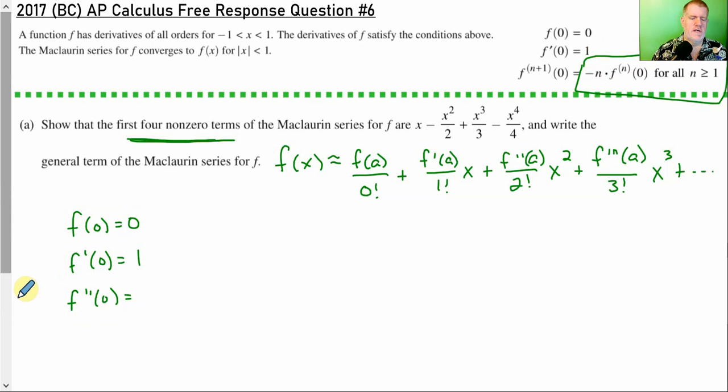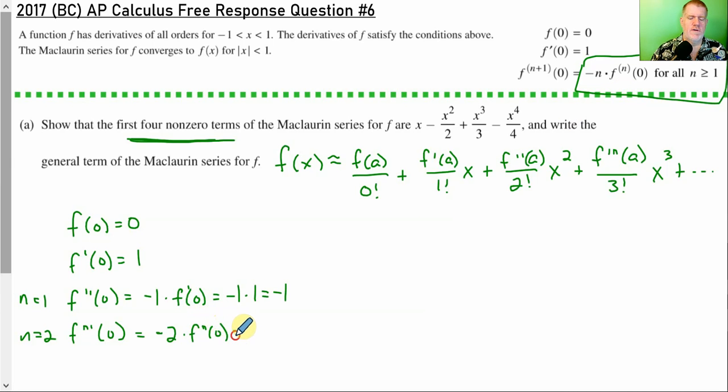Now we know that n is going to equal 1, because if n equals 1, then I'm going to get the f double prime, the second derivative. So that's going to equal negative n, so negative 1 in this case, times the first derivative. Well, I know the first derivative is 1, so this is negative 1 times 1, or negative 1. Now the third derivative, where n equals 2, it's going to be the same thing. It's going to be negative 2 times the derivative before, so times f double prime of 0. Well, we know that was negative 1, so this will be negative 2 times negative 1, which is 2.